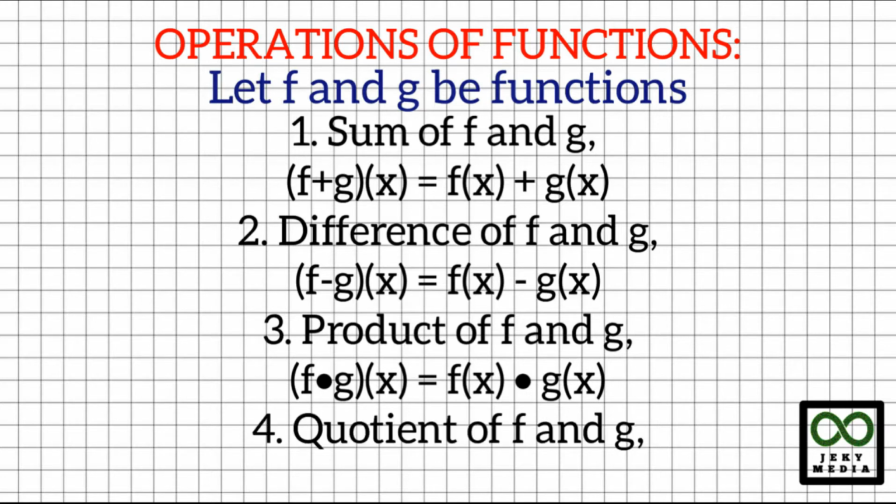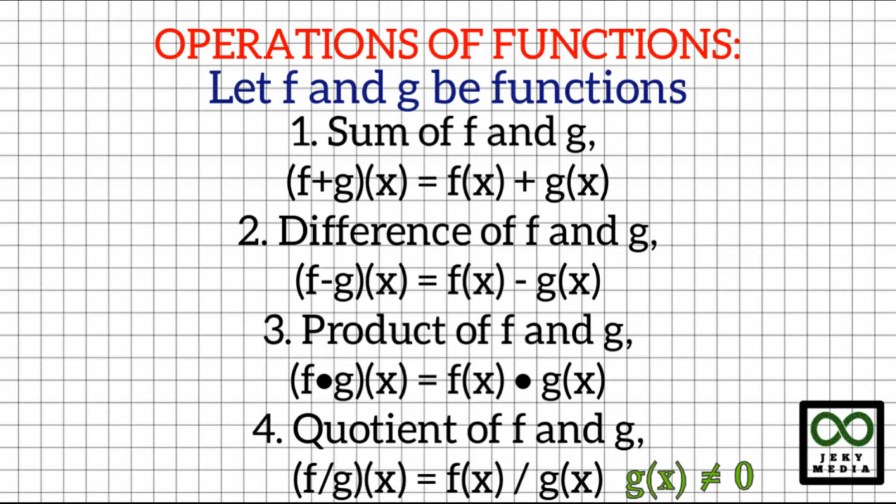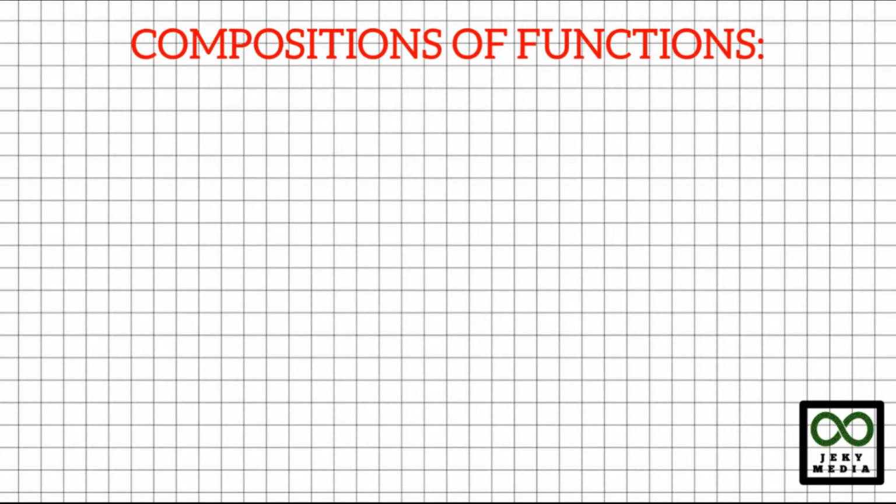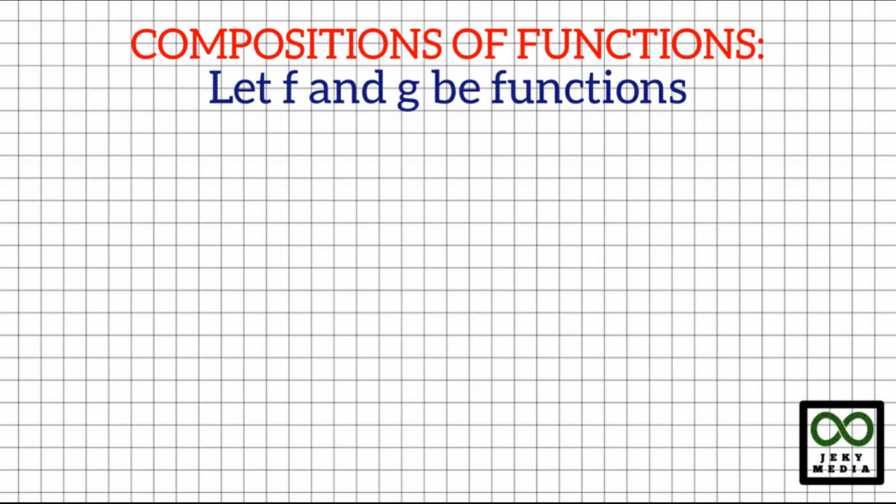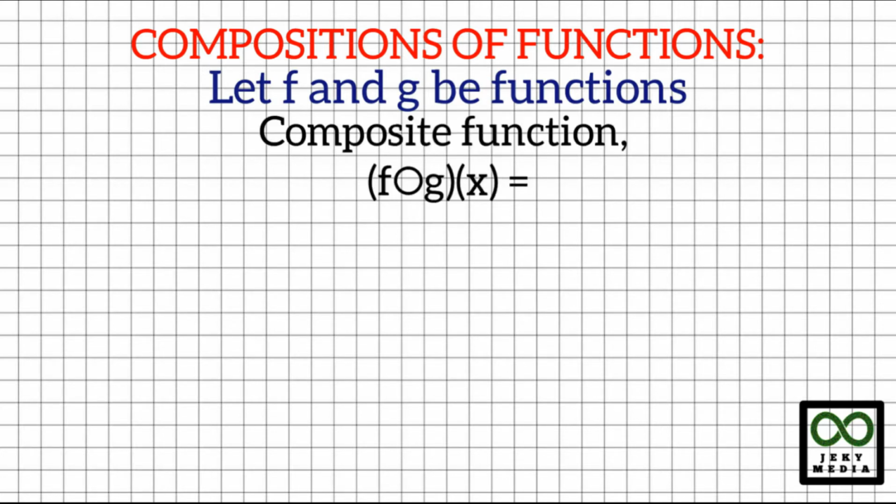The quotient of f and g is represented by f over g of x is equal to f of x divided by g of x, where g of x will not be equal to 0. Next, the composition of functions. Let's have function f and function g again. The composite function of f and g is represented by f circle g of x is equal to f of g of x. The process of acquiring a composite function is called function composition.